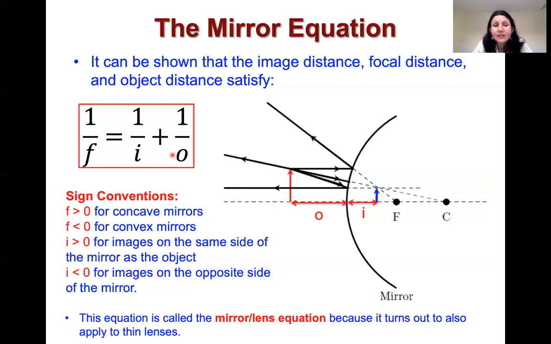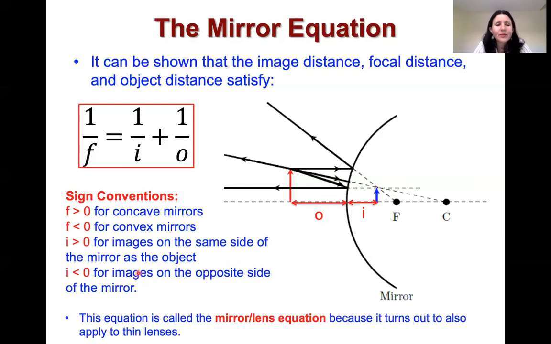Object distances are always positive quantities, but image distances can be positive or negative. For images that are on the same side of the mirror as the object, like with that one concave mirror where we found the image was on the same side as the object, I is positive. If the image is on the other side of the mirror, making a virtual image, I is negative. So when the image is on the opposite side of the mirror, it's negative.